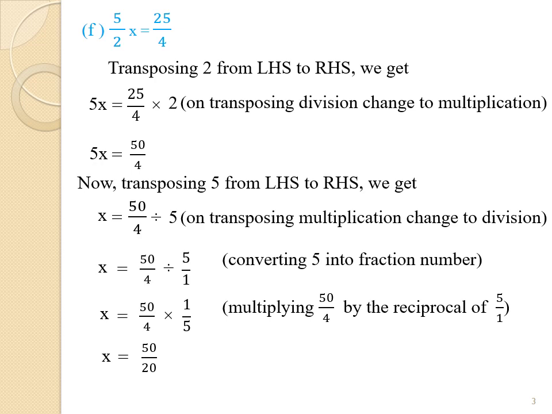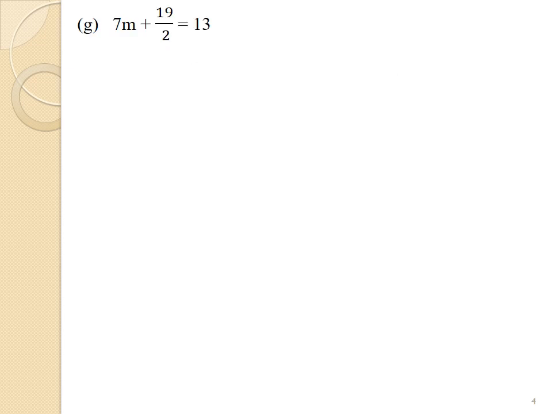Now cutting common 0, we get x equals 5 upon 2. So, x equals 5 upon 2 is the solution of 5 upon 2x equals 25 upon 4. Now, sum G. 7m plus 19 upon 2 equals 13.